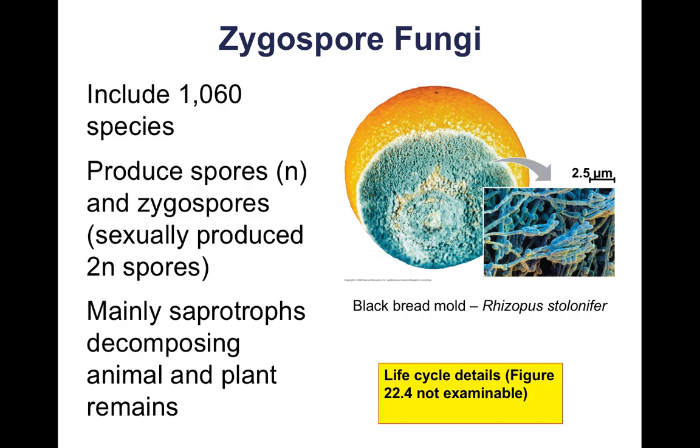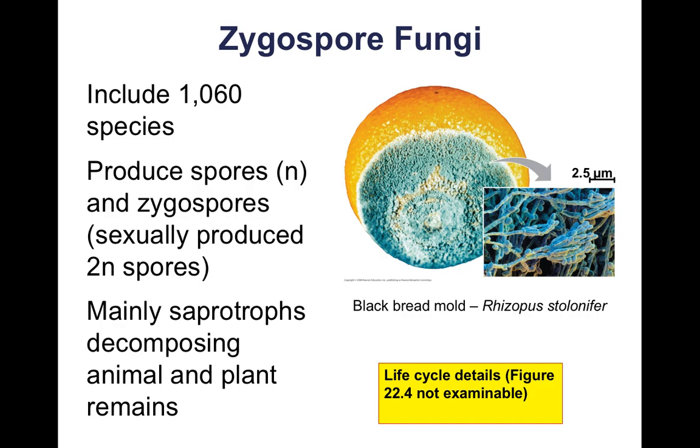This includes about 1,000 species. And it's unique because it produces haploid spores, but also diploid spores called zygospores. And then these zygospores get released into the environment, undergo meiosis, and form additional hyphae.